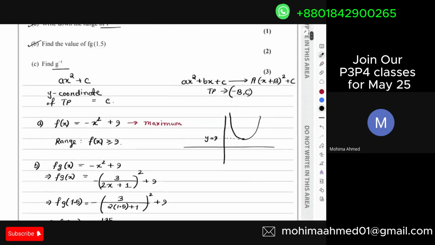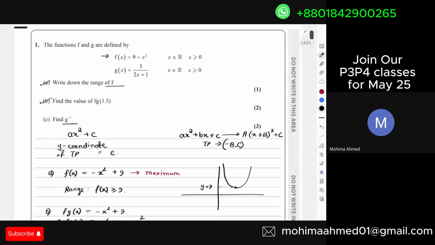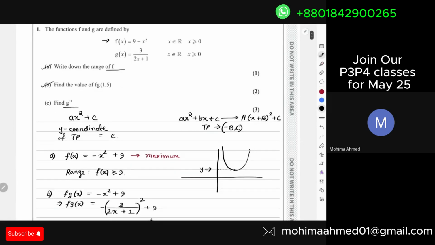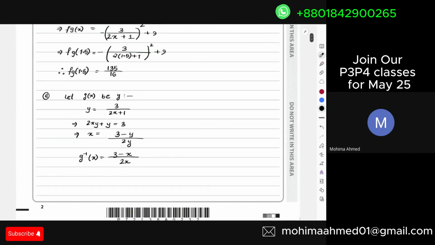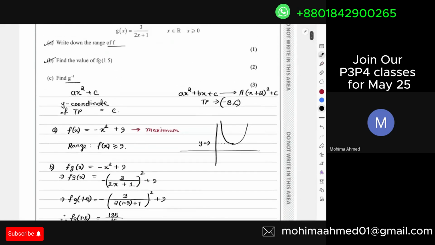Other than that, they didn't ask you for anything. X is a set of real numbers, x is greater than 0, and nothing else. So this is your inverse function. After this, we're done with question 1.